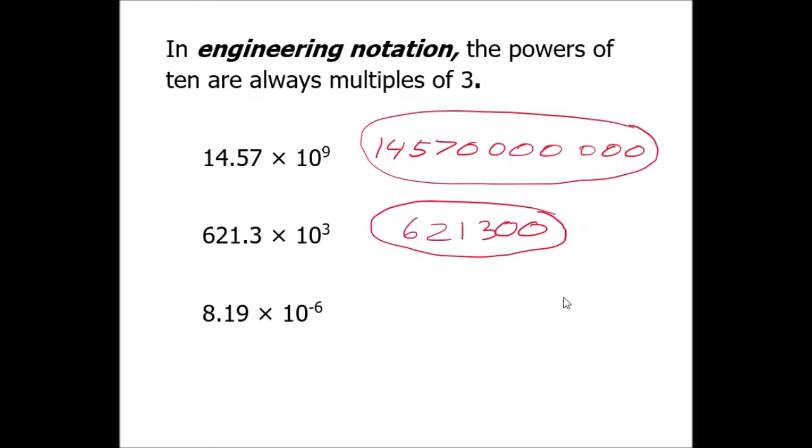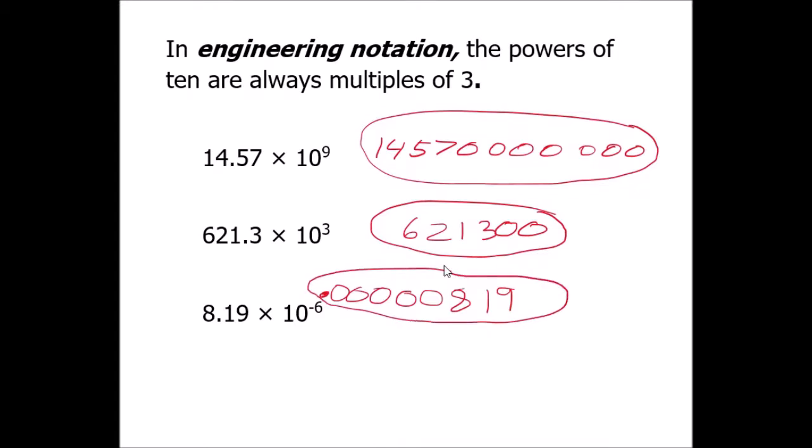And times 10 to the negative 6, you know how that works. You just have to move it in the other direction. I'm starting there and I have to move it 6 places over. 1, 2, 3, 4, 5, 6. So my decimal point ends up there, right? I started here, 1, 2, 3, 4, 5, 6. And that is my number written in longhand form.